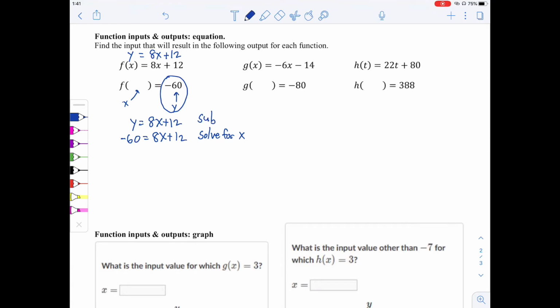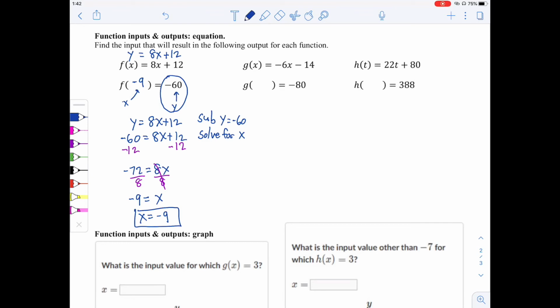This one we substituted y equals -60. Then we're going to solve for x. Solve for x, so -12 to both sides. We're going to isolate x. -60 minus 12, so -72 equals 8x. Then we're going to divide by the coefficient 8 to cancel that out. So we get -72 divided by 8, -9 equals x. We flip it around, x equals -9. So when our x is -9, our answer is -60. So this is f of -9 right there. Okay, next one.